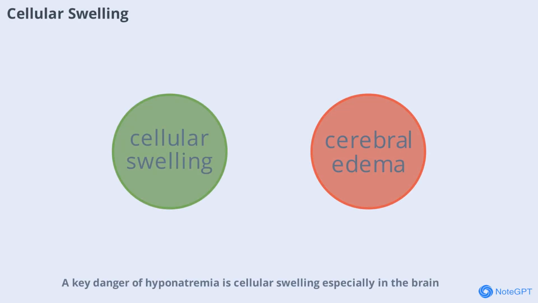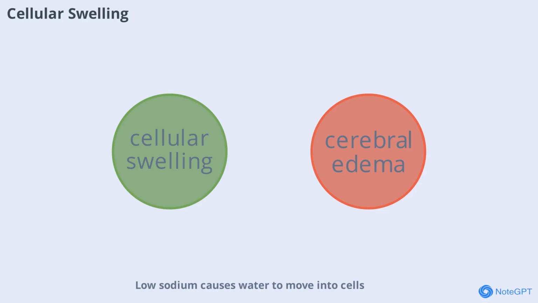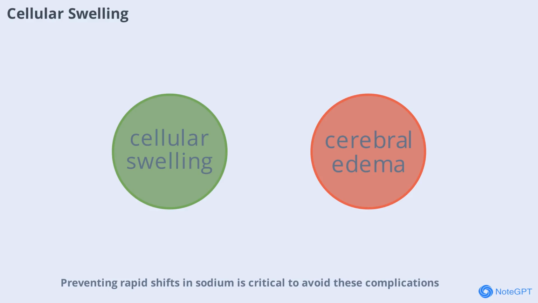The key danger of hyponatremia is cellular swelling, especially in the brain. Low sodium causes water to move into cells, leading to swelling and increased intracranial pressure. This can result in symptoms like headache, confusion, seizures, and even herniation in severe cases. Preventing rapid shifts in sodium is critical to avoid these complications.